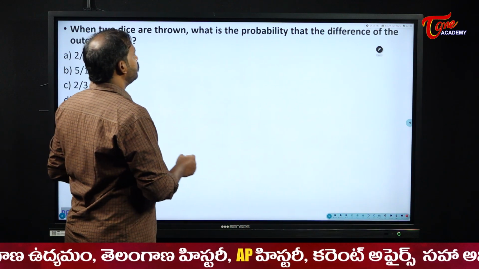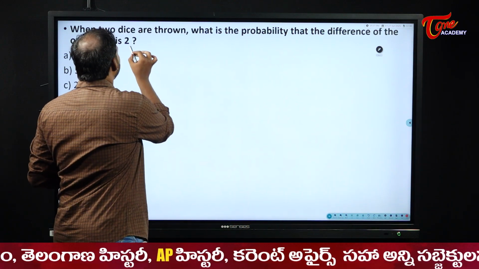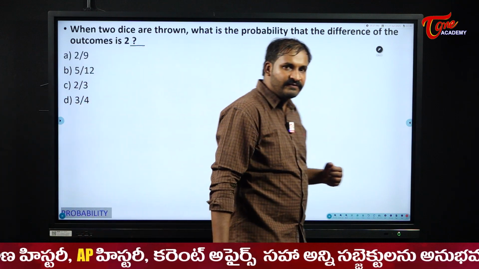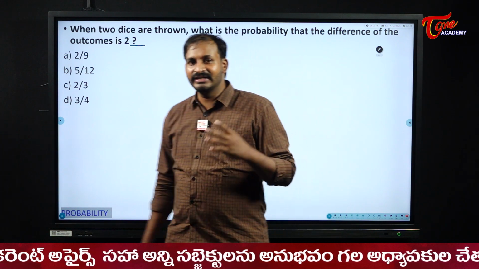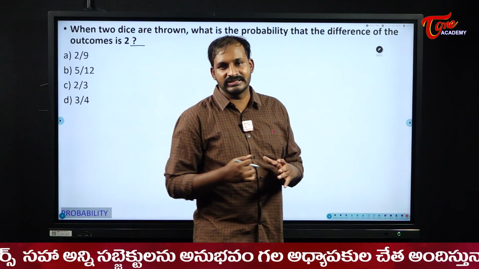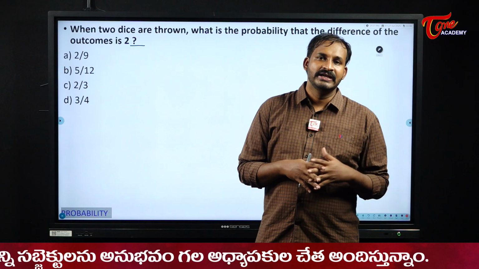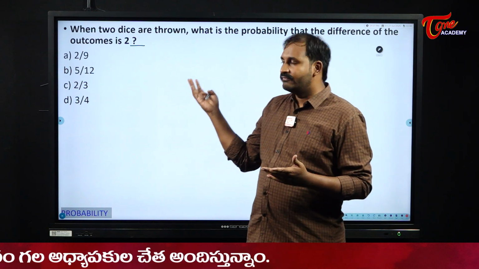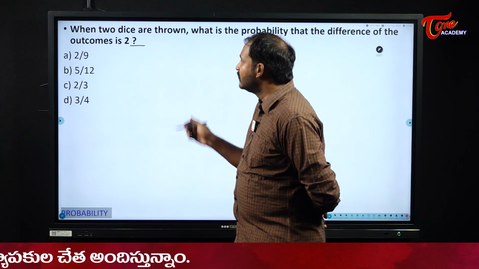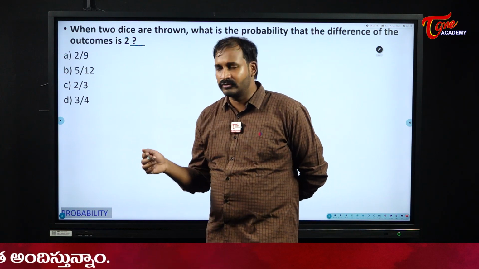When 2 dice are thrown, what is the probability that the difference in the outcomes is 2? Now, whenever you see these types of questions, we cannot apply any shortcuts or techniques, students. Definitely, we should write all the possible outcomes manually and then only solve it. Why? Because we don't have any other choice. So now tell me, what are the outcomes which have a difference of 2?